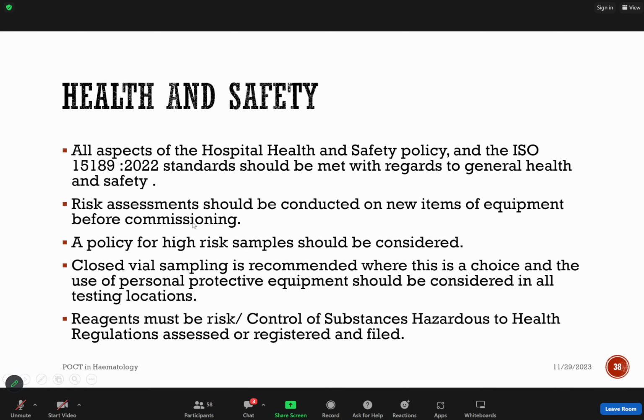Health and safety. All aspects of hospital health and safety policy and the ISO 14892 standard should be met with regard to general health and safety. This assessment should be conducted on new items of equipment before commissioning. A policy for high-risk samples should be considered. Closed valve sampling is recommended where this is a choice, and the use of personal protective equipment should be considered in all testing locations. Reagents must be assessed or registered and filed under the Control of Substances Hazardous to Health regulations.